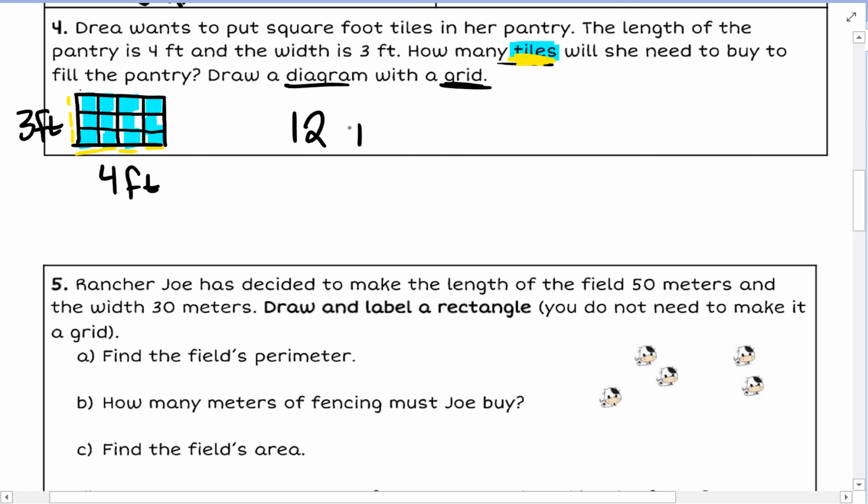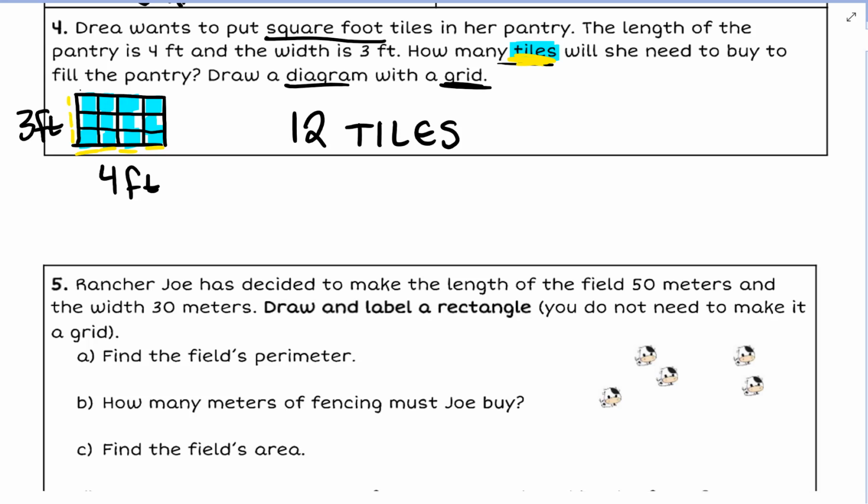1, 2, 3, 4, 5, 6, 7, 8, 9, 10, 11, 12. 12 tiles. Now some of you are saying, hey, I could just multiply 3 by 4 and then I would know that's how many tiles she needs because each tile is a square foot tile. So the length on the outside of each tile is 1 foot.